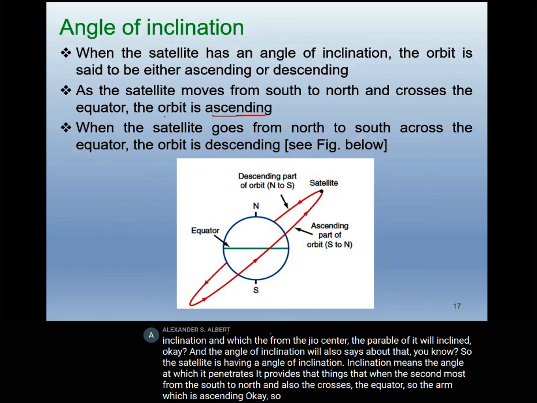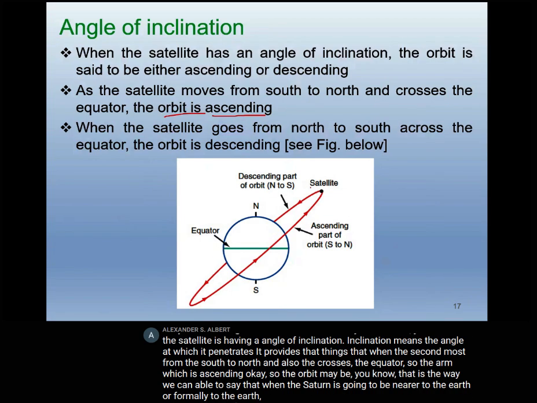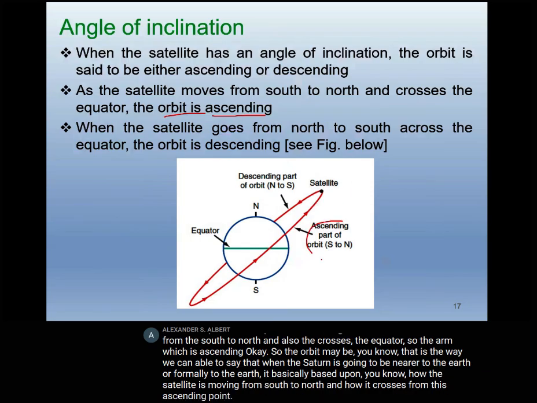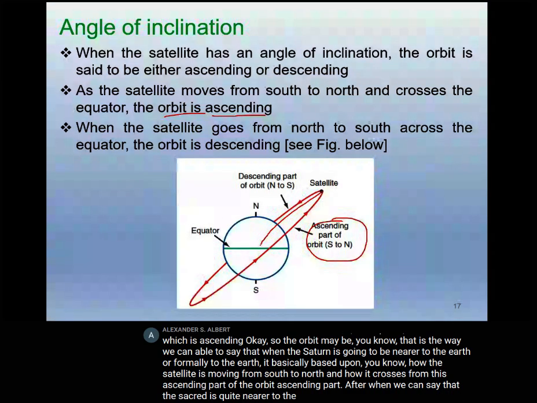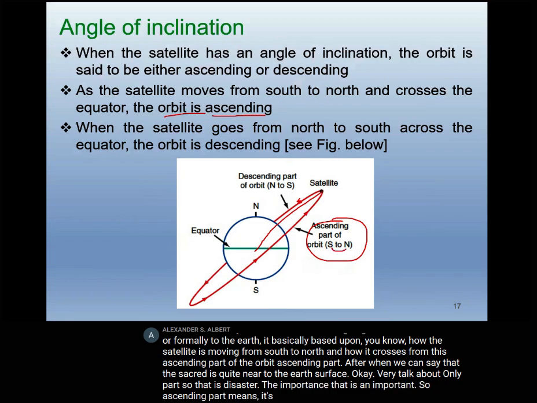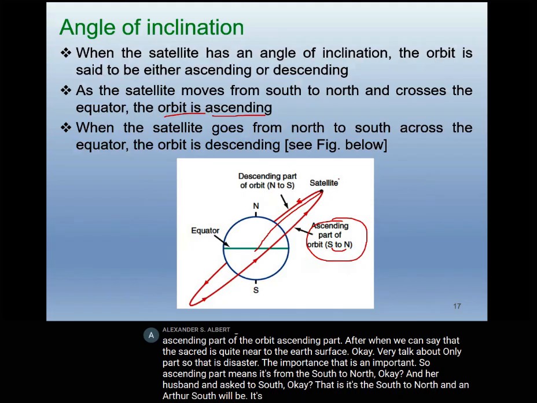Okay, so that is the way we can say whether the satellite is going to be nearer to the Earth or far away from the Earth. It is based upon how the satellite is moving from south to north and how it crosses, so this is the ascending part of the orbit, where the satellite is quite near to the Earth's surface. When we talk about the descending part, the ascending part means it is from south to north, and the descending part is from north to south. That is the movement of the satellite.